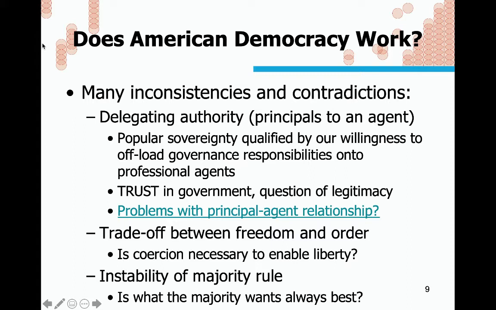But that's really impossible because we live in a pretty diverse society, and we live in a society that has a very active media. And I'm not the kind of person who just rags on the media all the time, but this link here, Problems with Principal-Agent Relationship, takes you to a comedy show called Full Frontal with Samantha Bee. I will use a lot of satirical comedy clips throughout the semester, so get used to it.